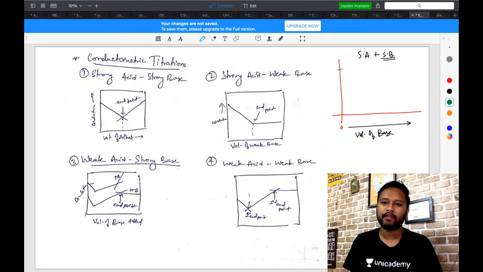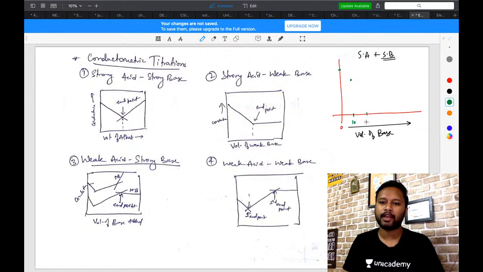The strong acid will have high conductivity. Why? Because it will have high conductance. Why? Because it has a large number of hydrogen ions and they are going to conduct. Now, as you have added, let's say, 10 ml of strong base, those 10 ml are going to neutralize some amount of acid. So the conductance is going to decrease at this point, right? You are going to get conductance somewhere over here.